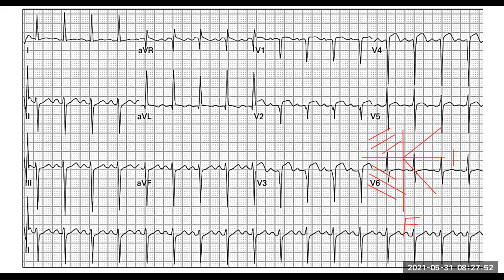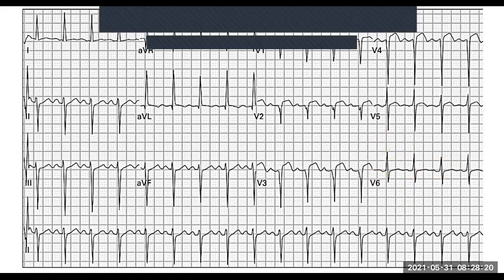So which one is going to tell us what we have now? We're going to look at lead AVF. Which way is lead AVF pointing? Downwards, which means electricity is moving away from it. If electricity was moving towards it, it would be there. But we know that electricity is moving away from it. So the only one that's left is a left axis deviation. So we've got a left axis deviation.